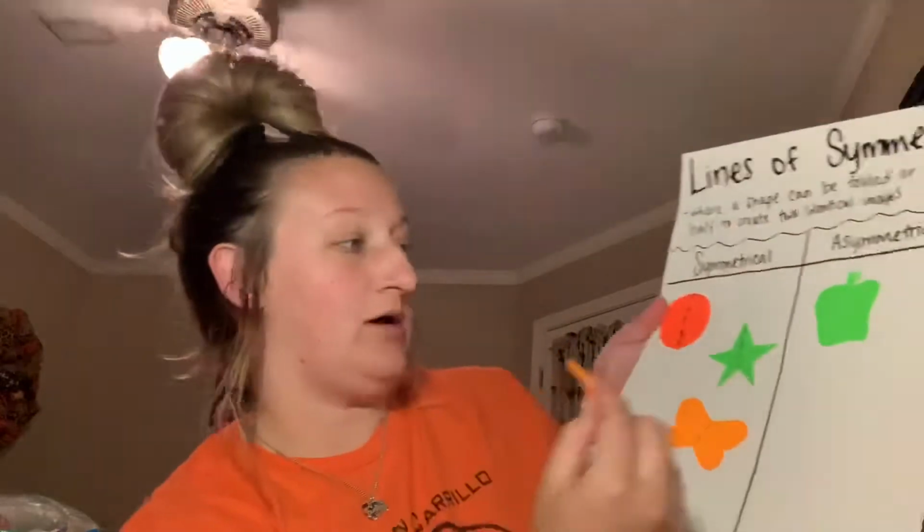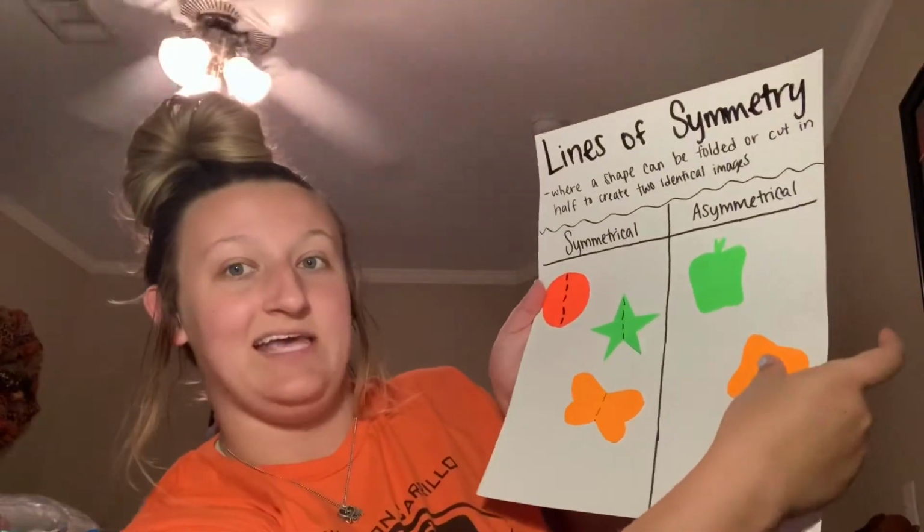Next, we have this little blob shape. Symmetrical or asymmetrical? Asymmetrical. Good job. So then we're going to place that one on the asymmetrical side.